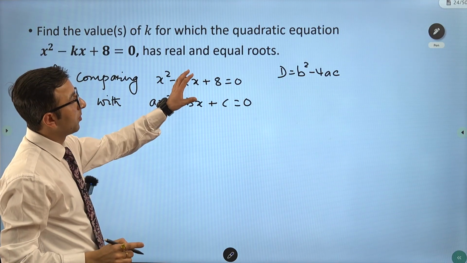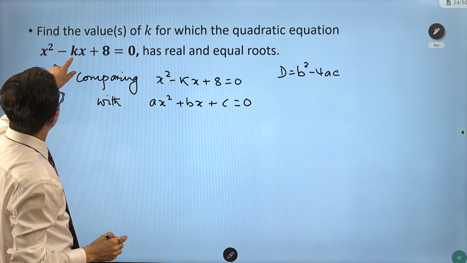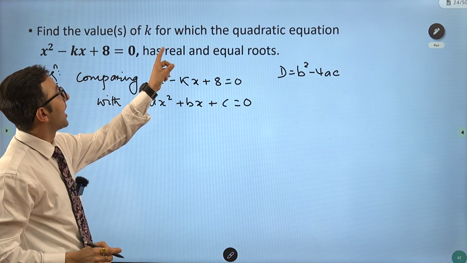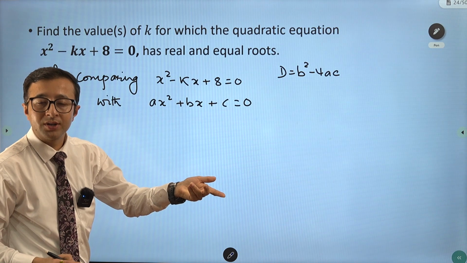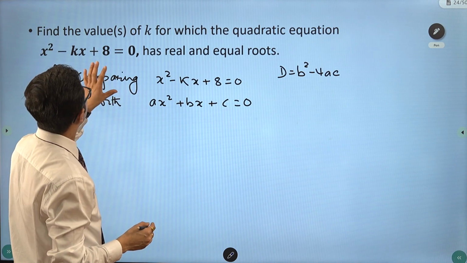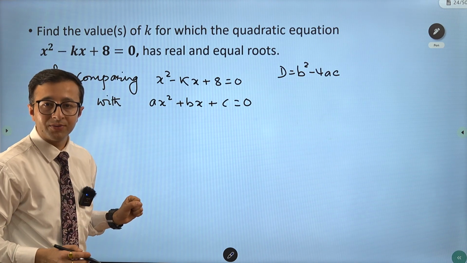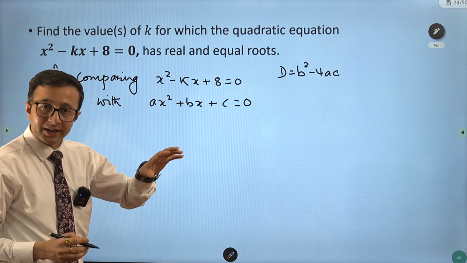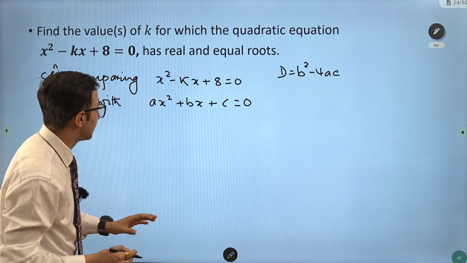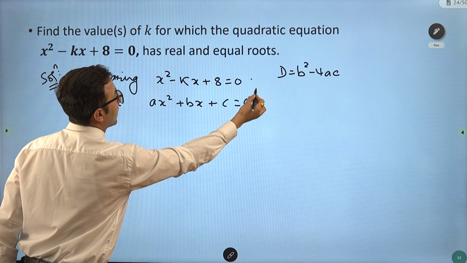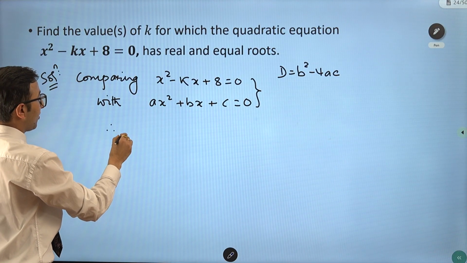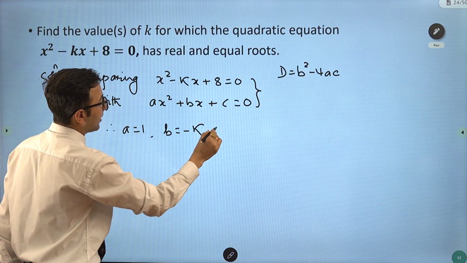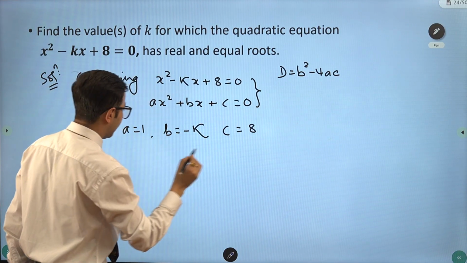Let me explain this problem once again. For what value of this k, this quadratic equation has real and equal roots. That means we are supposed to find out the value of k, which makes this quadratic equation contain real and equal roots. So just compare these two equations. The value of a is 1, value of b is minus k, and value of c is 8.